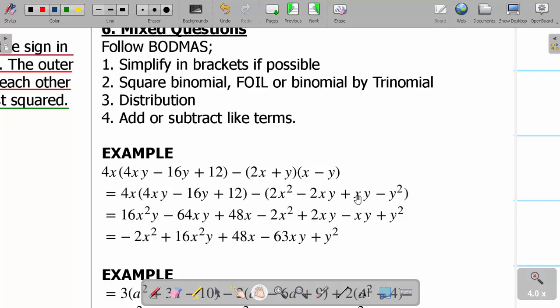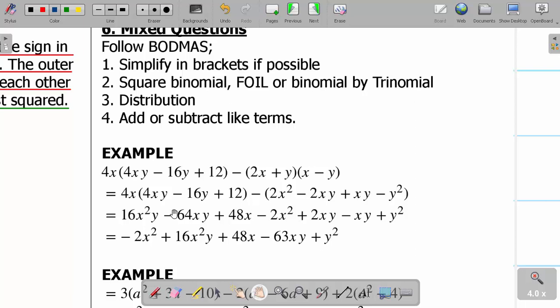Now I'm going to open brackets here. A negative times a positive gives negative here. A negative times a negative gives me positive here. A negative times a positive here gives me a minus. A negative times a negative here gives me positive. So now I collect like terms.